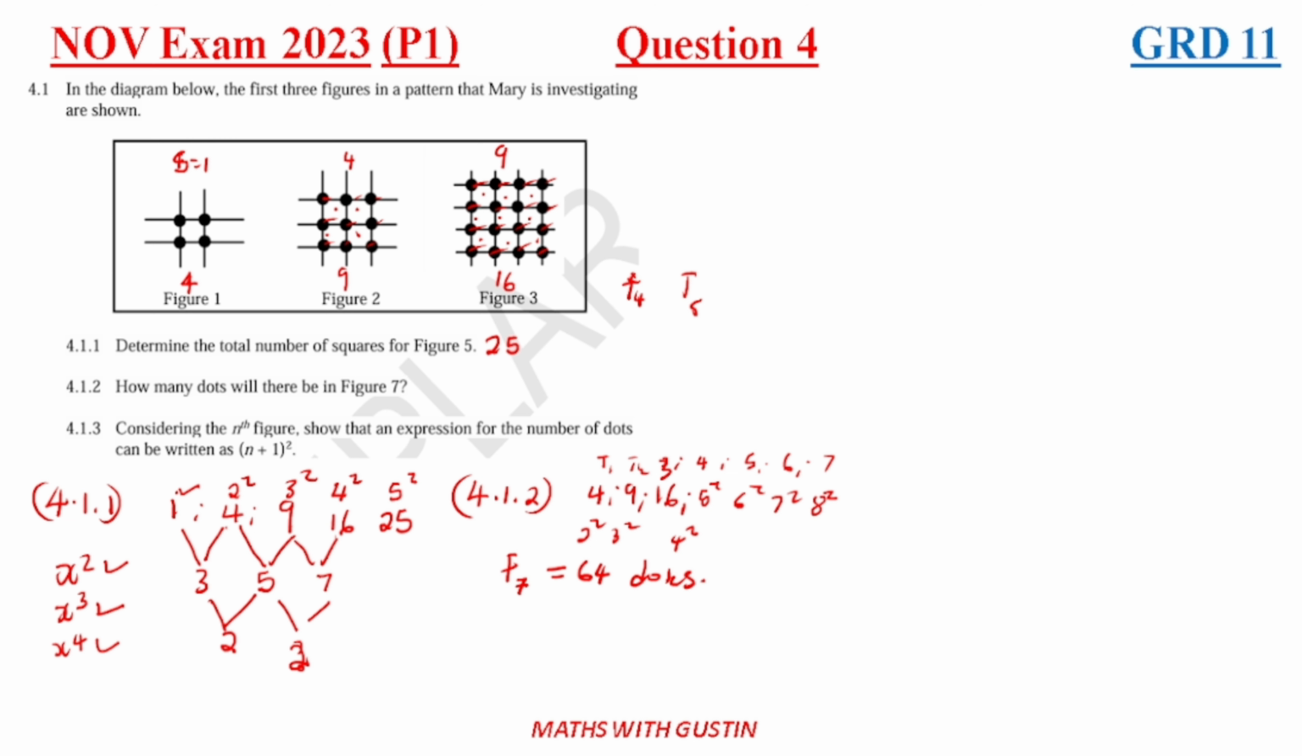Just following the pattern, guys, nothing really hectic. I think this was worth 1 mark each. Okay, 64 dots. Okay, moving right along, considering the nth figure, show that an expression for the number of dots can be rewritten as follows. All right, basically now they want us to find the nth term. All right, let's come here.